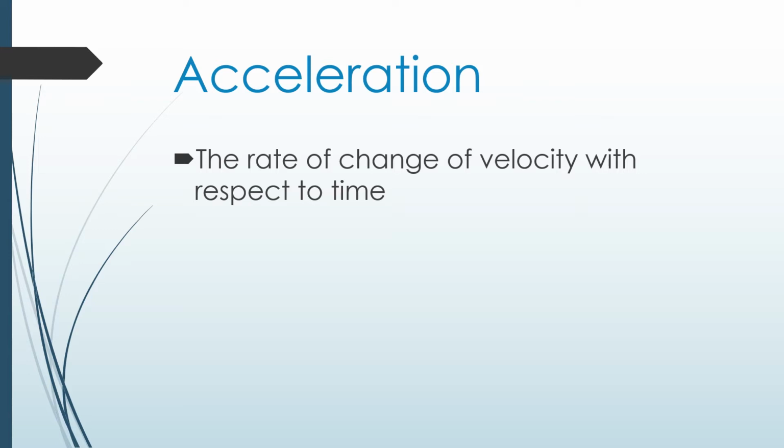Now that phrase, the rate of change of velocity with respect to time, is actually going to help us write an equation for acceleration. Anytime we see change, we know that that actually has a mathematical meaning. So this is an equation for acceleration, and we use a lowercase a to represent acceleration. And it says the change in velocity, so we use that delta symbol to mean change, calculated using final minus initial. So this would be the final velocity minus the initial velocity.